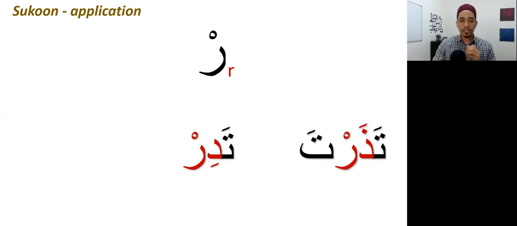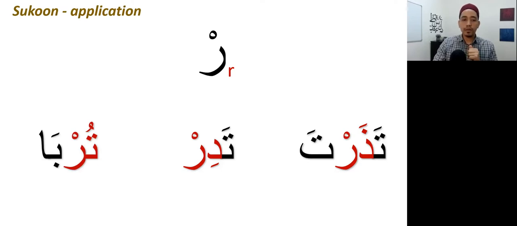Here we go. There's a letter ra with the sukoon. The letter before it is di. So here we have ta, dir, ta, dir, dir, ta, dir.